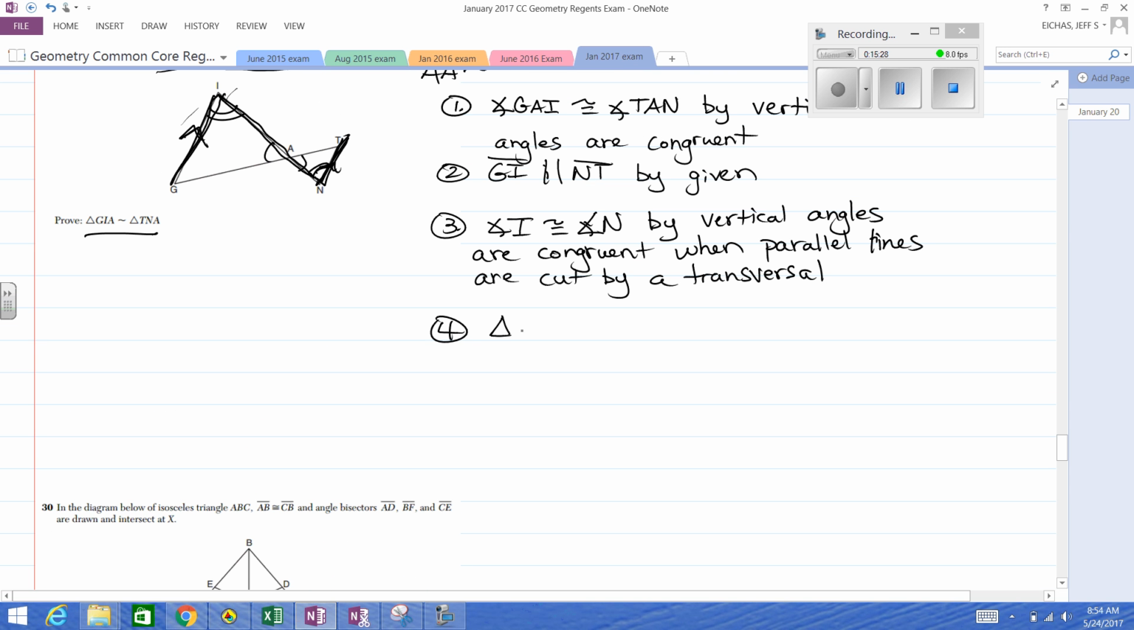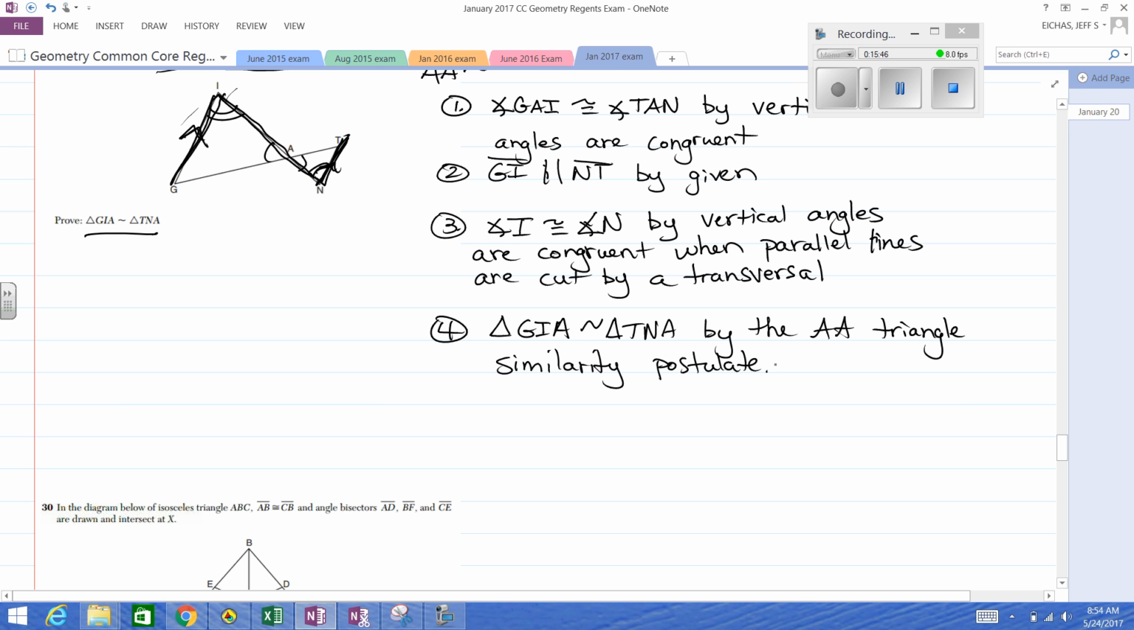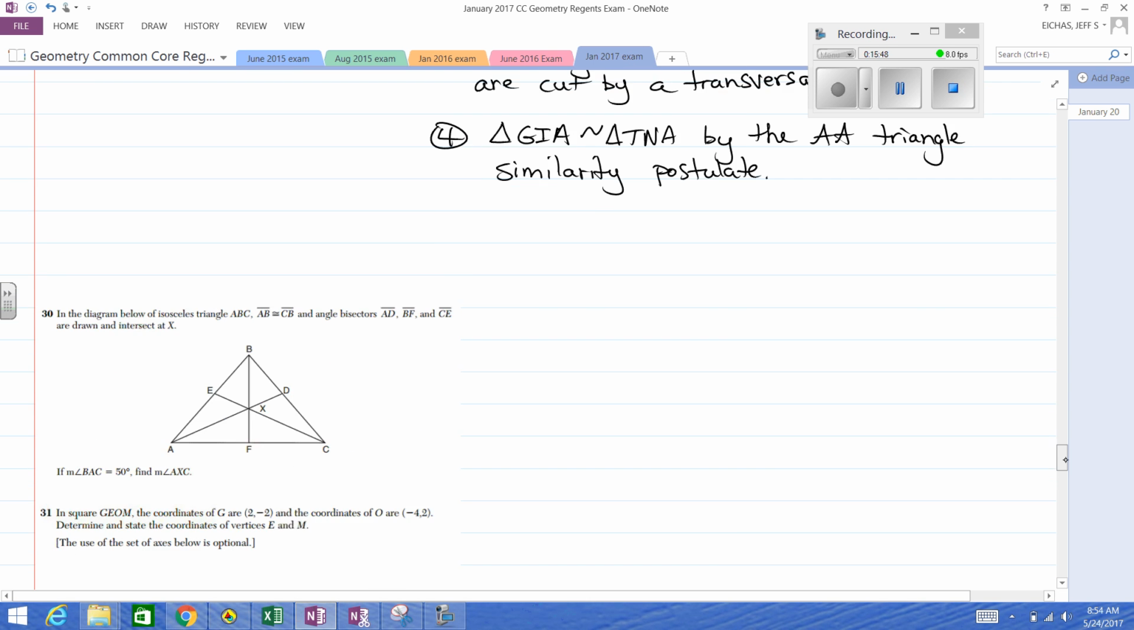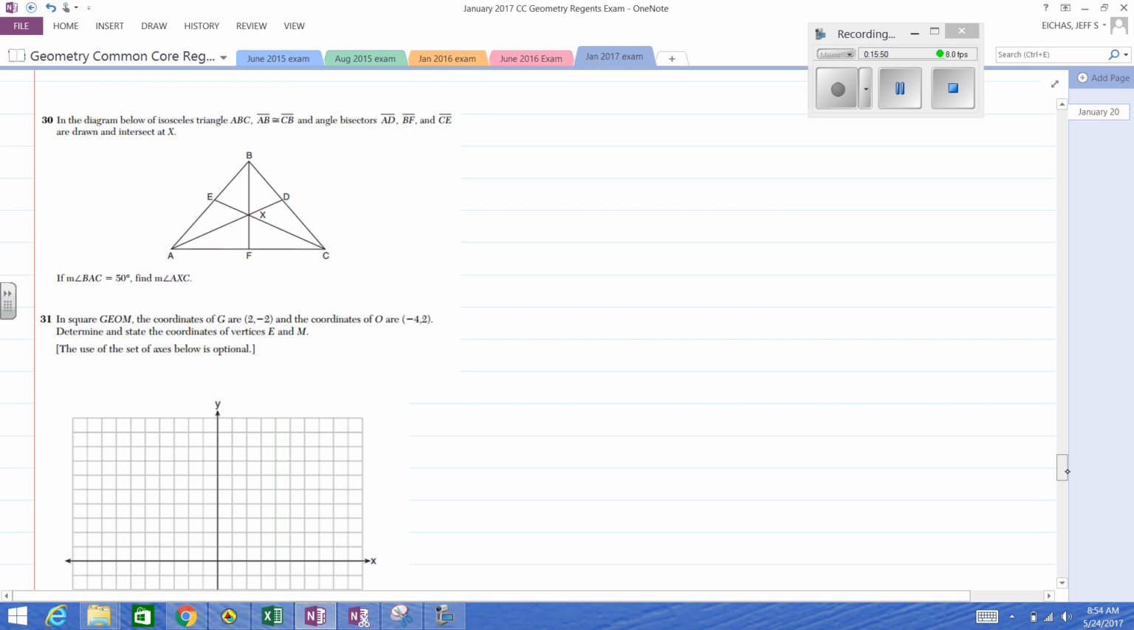So now triangle GIA is similar to triangle TNA by the angle-angle triangle similarity postulate. Theorem, whatever your teachers have told you. All right. Again, that's only a 2-pointer, so that's plenty for 2 points.